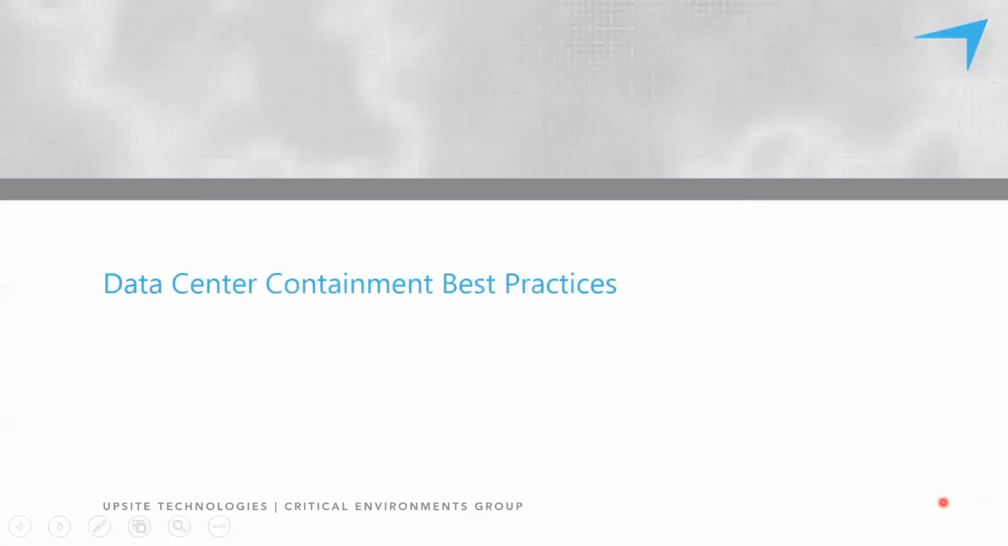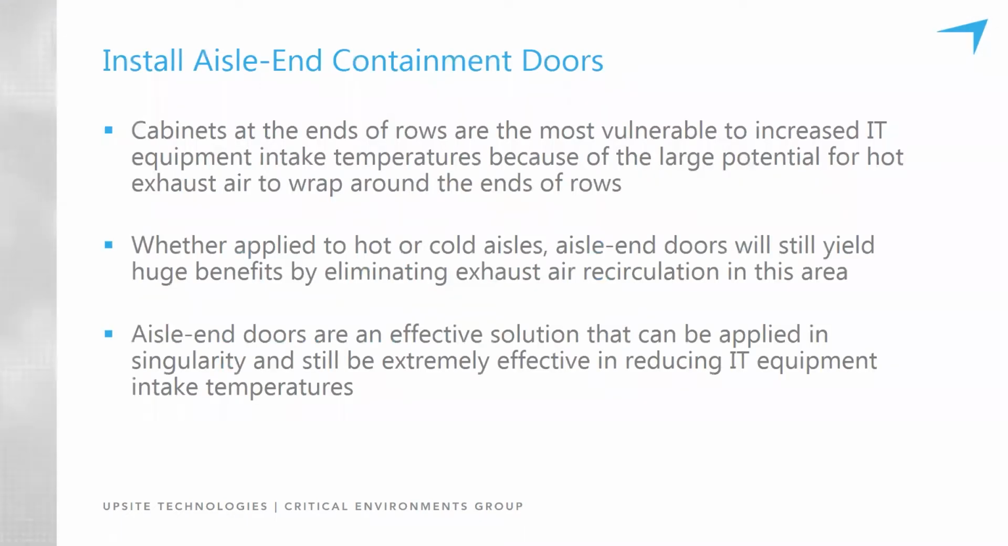Nice. Thank you, Rob. So as we move from sealing smaller openings to larger and larger openings, let's start talking about doors, what everyone thinks of when they think of row containment. Doors are particularly important because cabinets at the ends of rows are really vulnerable to exhaust air recirculating around the end of the row and causing elevated temperatures for the equipment in the cabinets at the end of the row. And doors are hugely beneficial whether or not a roof is installed.